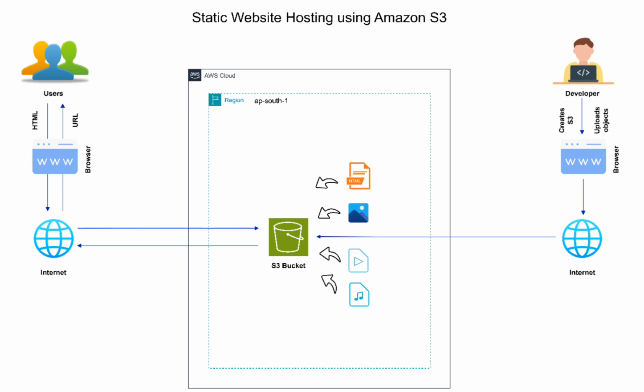S3 acts as a static web server. Traffic goes directly to the S3 bucket. Content is served directly from the S3 bucket. No server needed, no backend, no caching, no edge locations. The bucket must be publicly accessible. Performance depends on the S3 region.